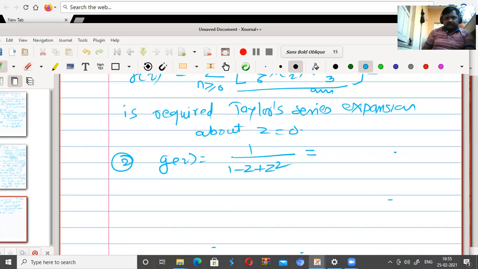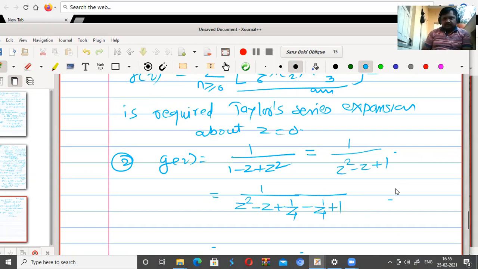Okay. So this is 1 upon z square minus z plus 1. Correct. Now we'll make it a perfect square: 1 upon z square minus z plus 1 by 4, minus 1 by 4 plus 1.